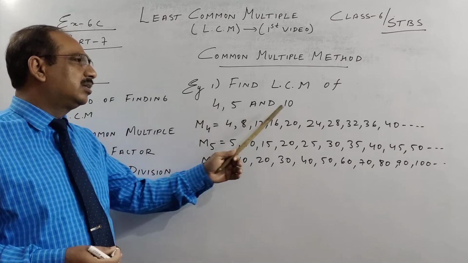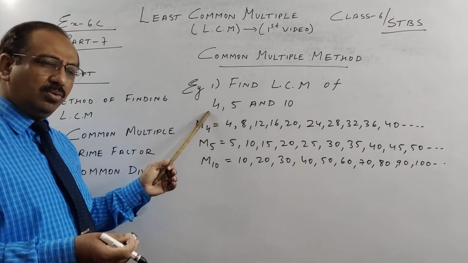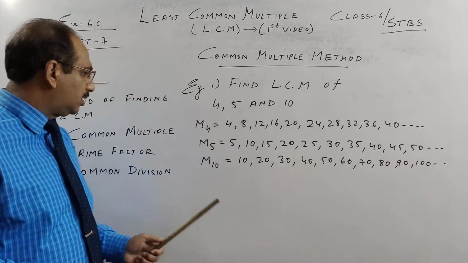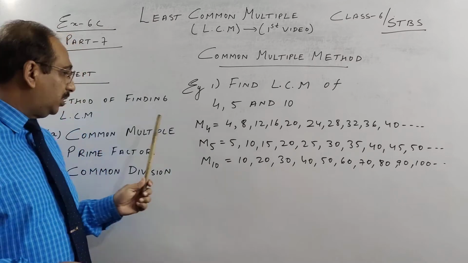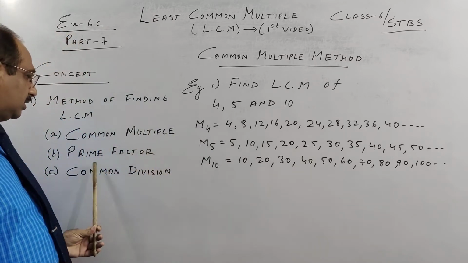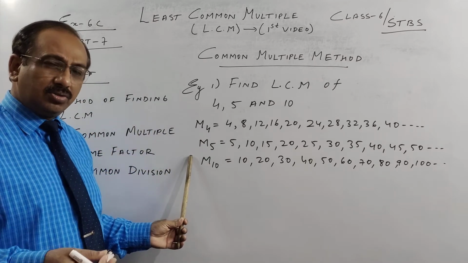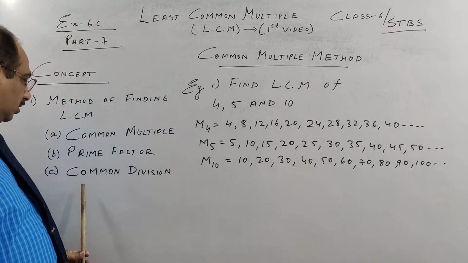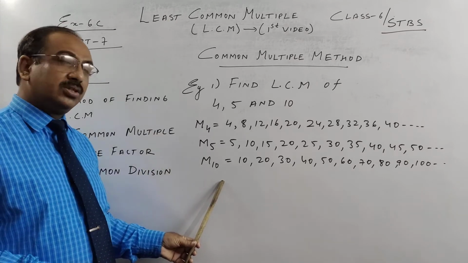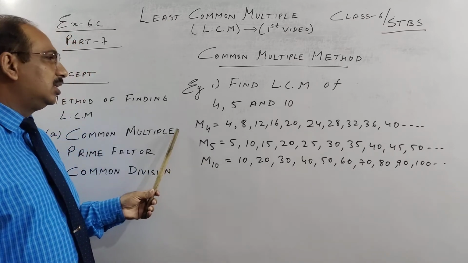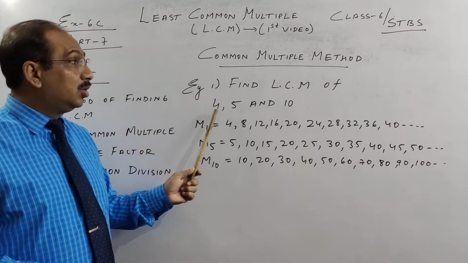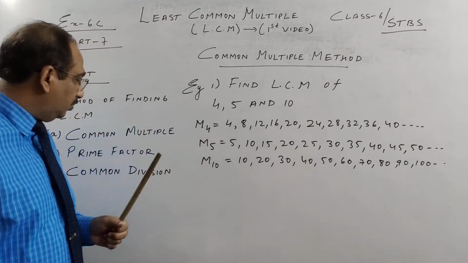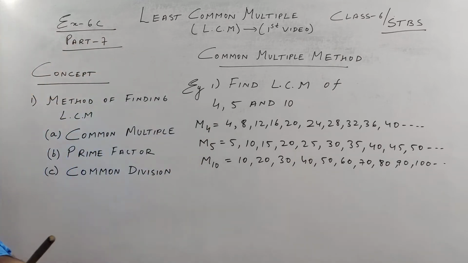By looking at these numbers only, I'll tell you how you will know the LCM. So first method is common multiple, which is a very logical method. Next is prime factor method, which you will see in your book also. And third is common division method, that is also there. This logic is not there sometimes in some books, but this is very, very important, children, to understand the concept and to do it mentally. So you can copy.